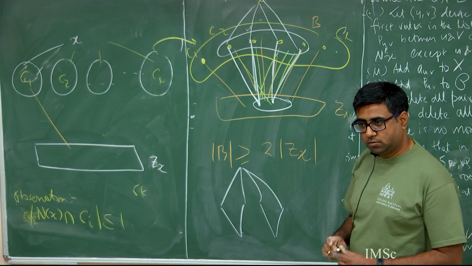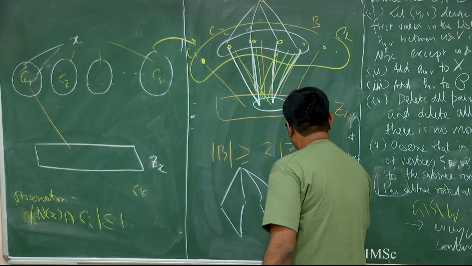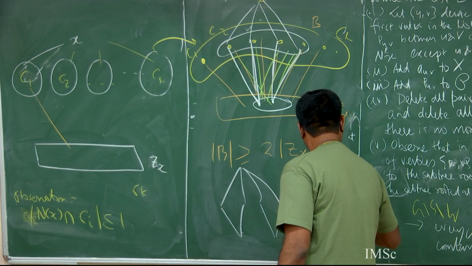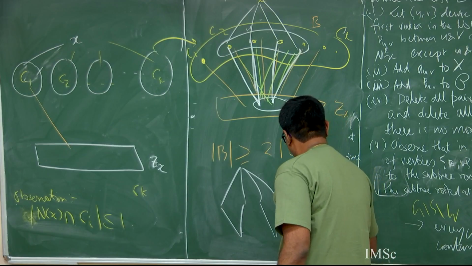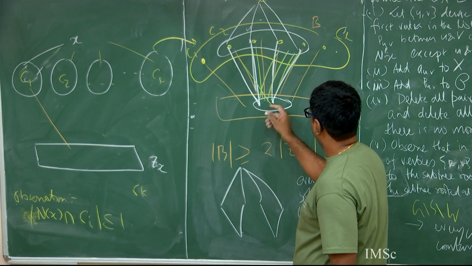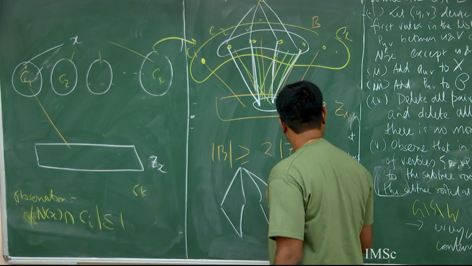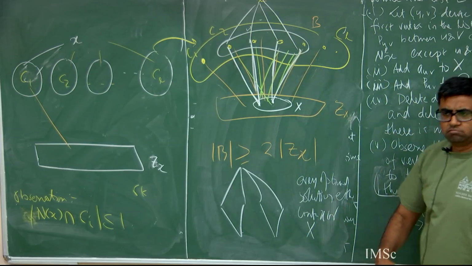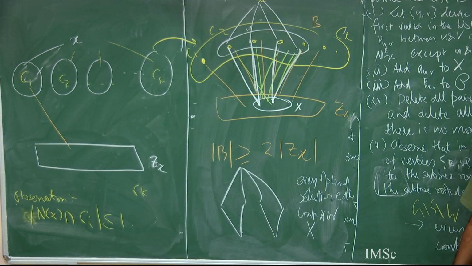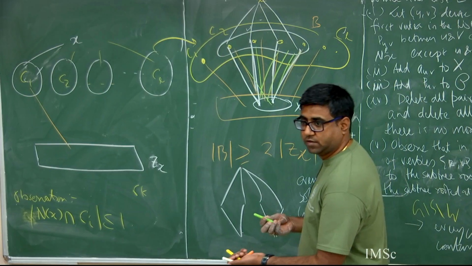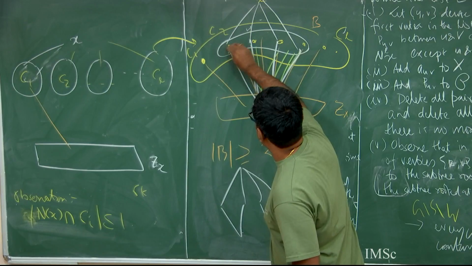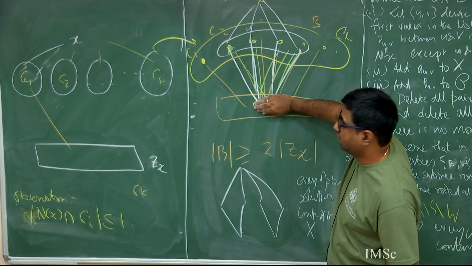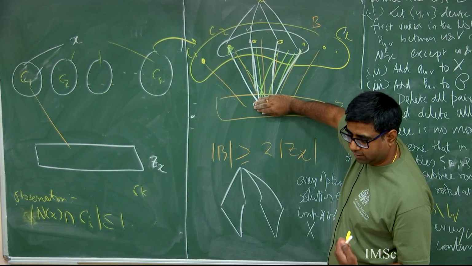Every optimum solution either contains X or... let's call this X here. Every solution, okay. If it contains X, well and good, absolutely no issue. But if it does not contain X, then what happens? You must be picking up some vertex here or here. What you do, look at all these guys, delete them and put everything in the X. And you will be able to show that is also a feedback vertex set.